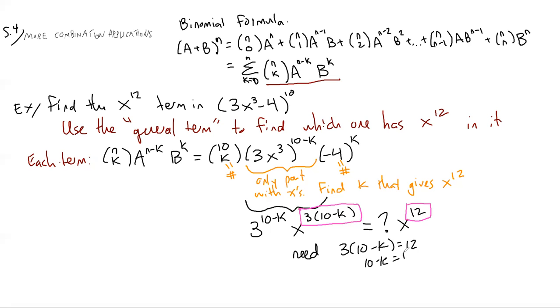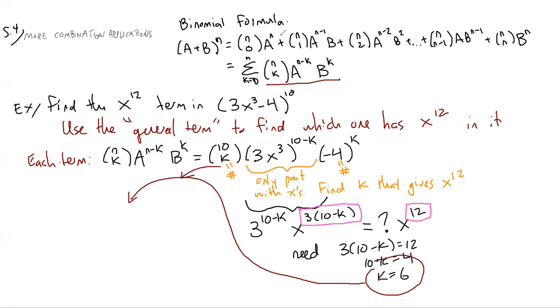That means that 10 minus k is 4, and so k is going to be 6. So we know that k is 6. Now what we're going to do is just plug that into the general term, and that'll give us our coefficient. If I chose the wrong k, I won't get x to the 12. So I'm going to get 10 choose 6 times 3x cubed to the 10 minus 6 times negative 4 to the 6. And these numbers are going to blow up.